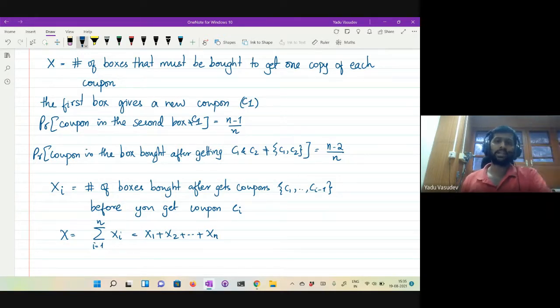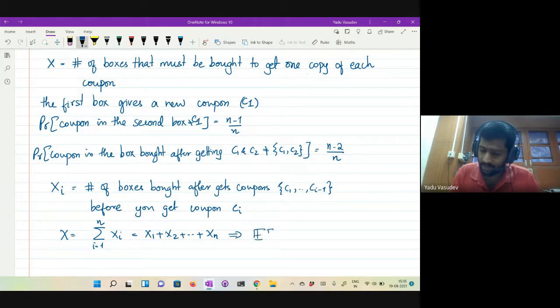X3 is the number of coupons that you have to buy after you have seen coupons 1 and 2. What is the additional number of coupons that you have to buy before you see a new coupon, and so on? So you just need to add these random variables, and that gives you the random variable of our interest, which is x, the total number of boxes you have to buy before you see all the different coupons. The reason we want to write it like this is because, once again, we can use the linearity of expectation to just sum this up. So our job of analyzing x has reduced to analyzing the random variable xi.